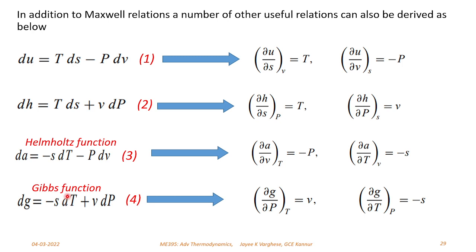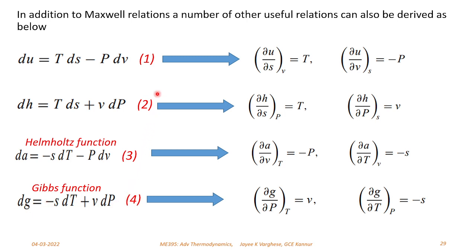Similarly, from the Gibbs function relation, dou G by dou P at constant temperature is equal to specific volume, and dou G by dou T at constant pressure is equal to minus S. So these are the additional relations which we obtain from these four equations, equation 1, 2, 3, 4: dU, dH, d Helmholtz, similarly d Gibbs.